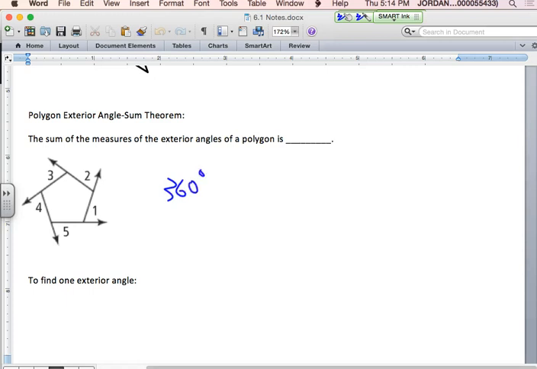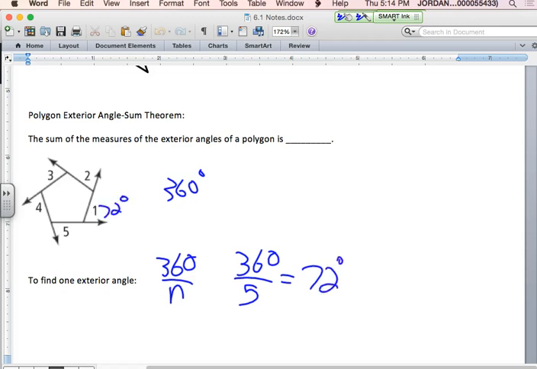To find one exterior angle, all you've got to do is take 360 and divide it by n, the number of angles you have. In this situation, it would be 360 divided by 5, which gives us 72 degrees. So we know that each of these is 72 degrees whenever it's a regular polygon.